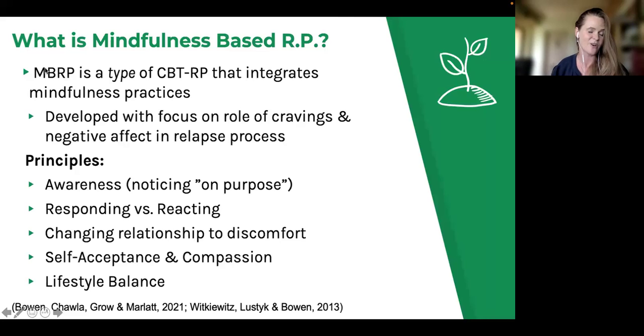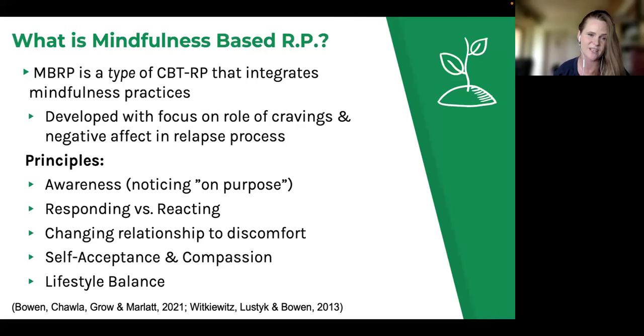I think you'll see a little more clearly as we go through how it works. So let's focus now on MBRP for a moment. So again, it's just a subtype of CBTRP. In fact, it's the same co-founder for both of them. And it's just CBTRP that integrates mindfulness practices. It was specifically developed because the research shows that cravings and negative affect very specifically play an outsized role in the relapse process. And these are two of the components of the relapse process that mindfulness very specifically targets.